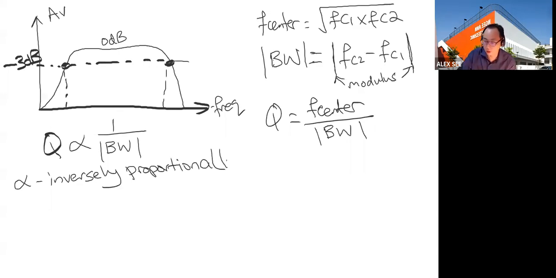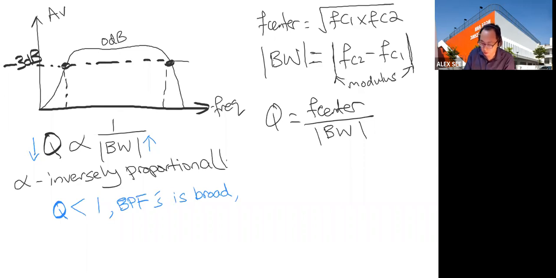So if your bandwidth increases, your Q will reduce, right? If your bandwidth goes up, it means it's a very broad signal, and your Q will be small. If your Q is less than 1, it means that your bandpass filter is broad. It means something like this. If your Q is less than 1, your filter is very, very broad, something like that, the response.